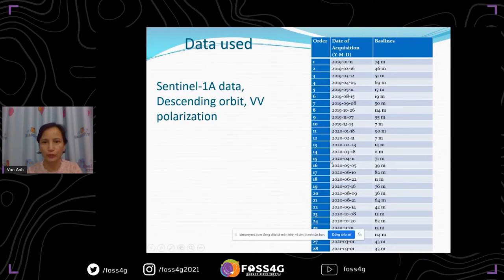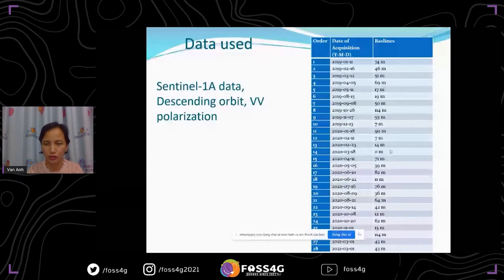And in this table, you can see the date of acquisition. We use 28 images from January 2019 to March 2021. And the baseline here, that means the distance from the master image to the slave images, is almost short, because the PSI method requires the shortest baseline for good quality of image processing. So that's why we have to select the short baseline like this.